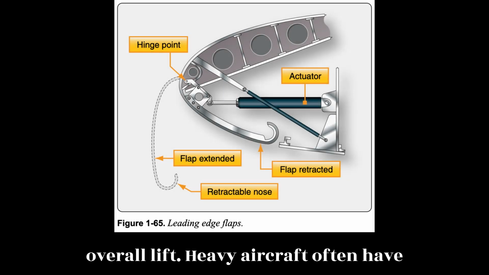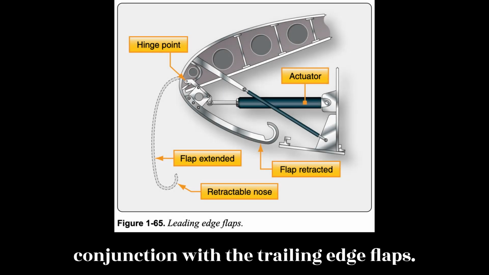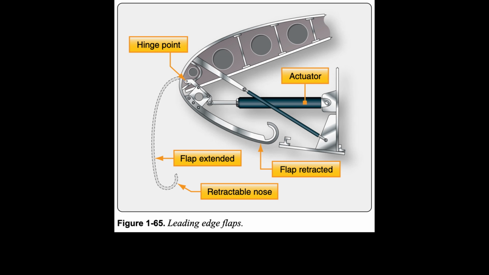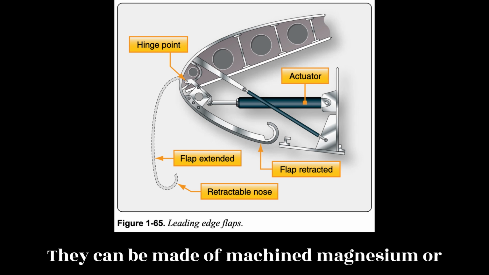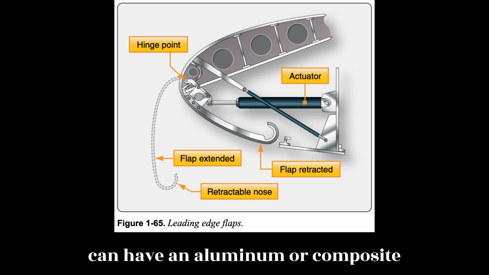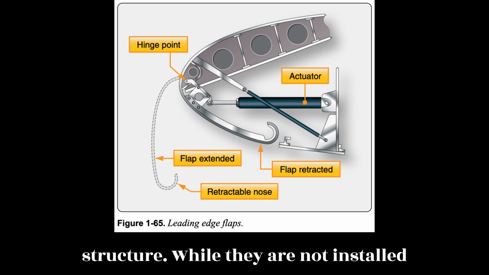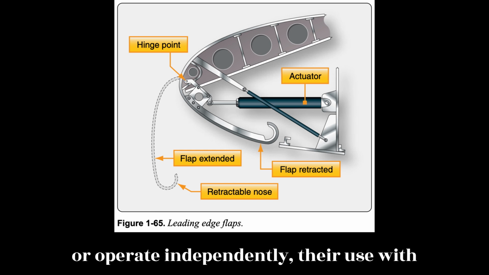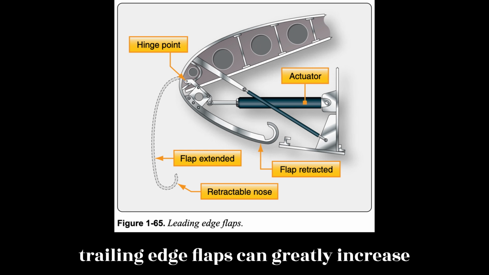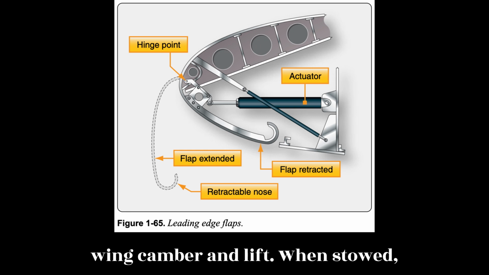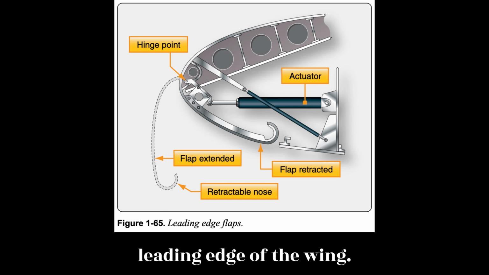Heavy aircraft often have leading edge flaps that are used in conjunction with the trailing edge flaps. Figure 1-65. They can be made of machined magnesium or can have an aluminum or composite structure. While they are not installed or operate independently, their use with trailing edge flaps can greatly increase wing camber and lift. When stowed, leading edge flaps retract into the leading edge of the wing.